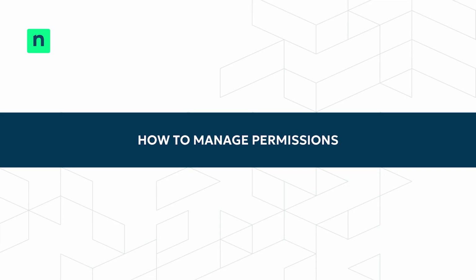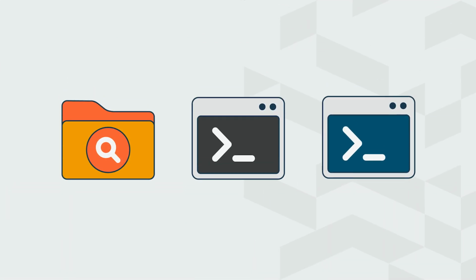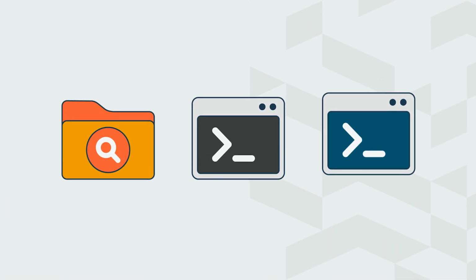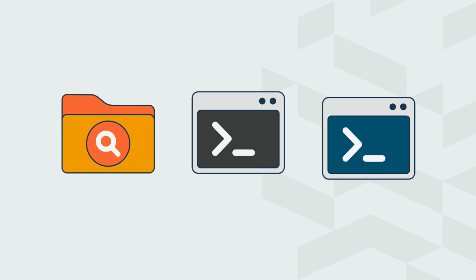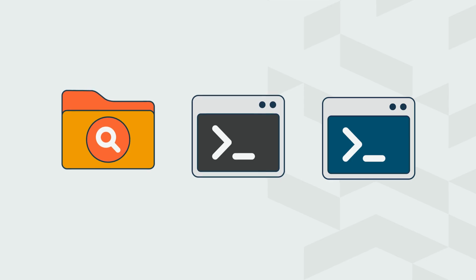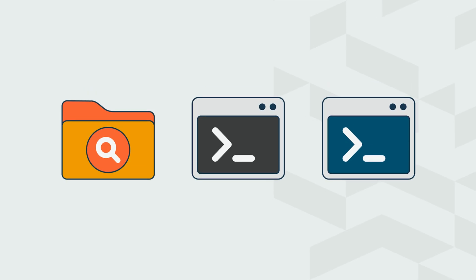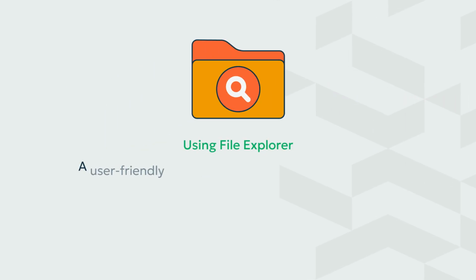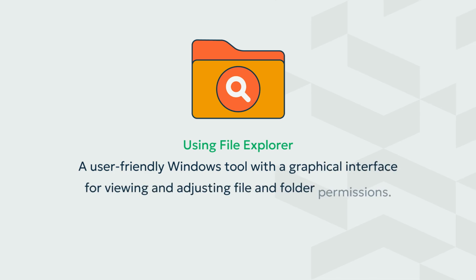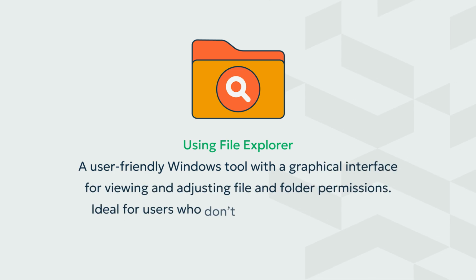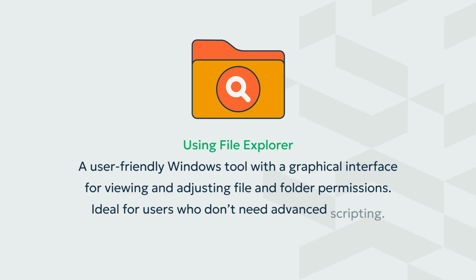How to manage permissions. There are several ways to configure Windows user permissions. While you can rely on third-party GUI and batch processing tools to manage your data, there are also built-in Windows tools that will do just the trick. Using File Explorer. This user-friendly Windows tool is best suited for basic permission management. It provides a graphical interface ideal for users needing to view or adjust file and folder permissions without advanced scripting or commands.